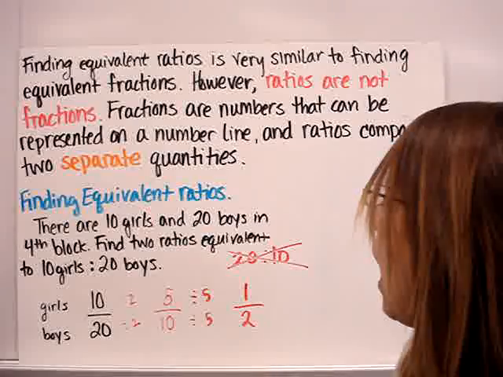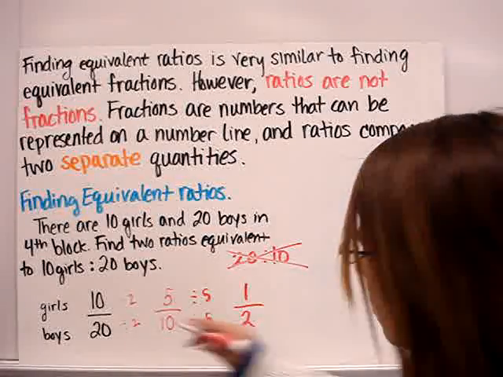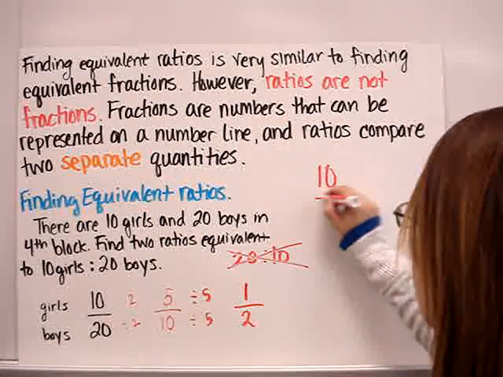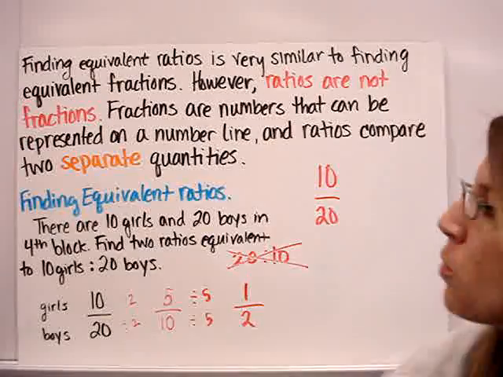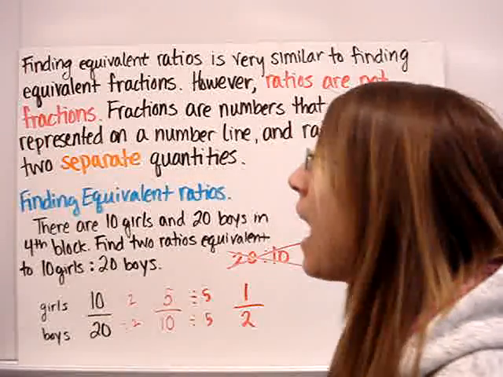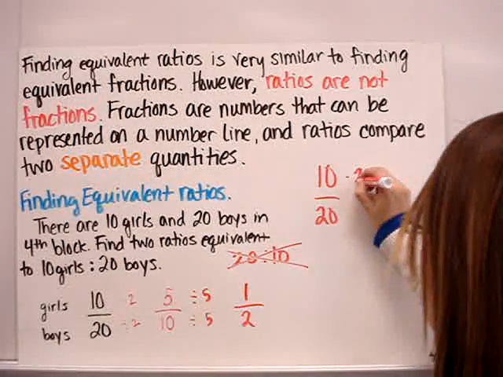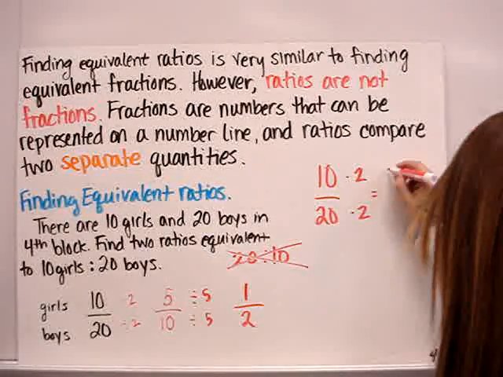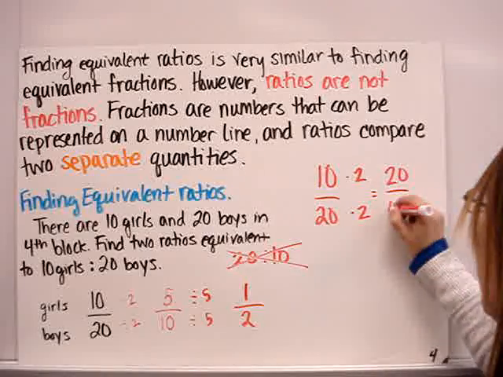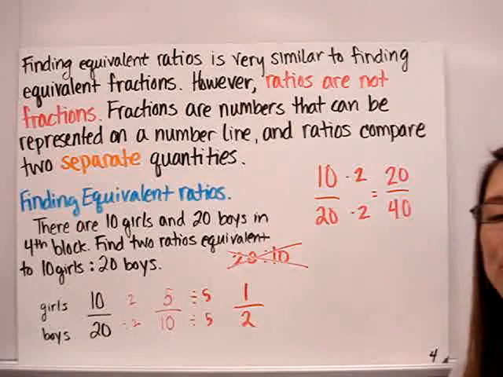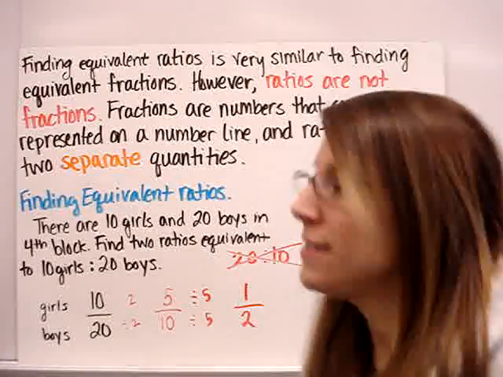There you go. I could also, if I started with 10 girls and 20 boys, say, well, if my fourth block expanded, I could multiply this by 2. If I multiplied this by 2 as well, then if I had 20 girls, then to maintain that relationship, I would have 40 boys. Okay?